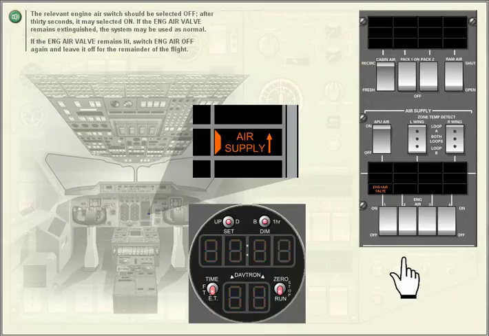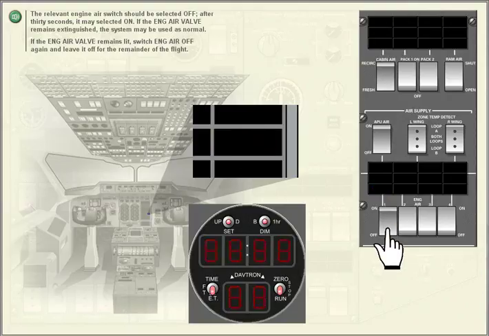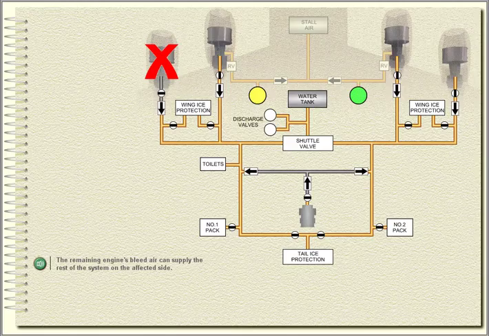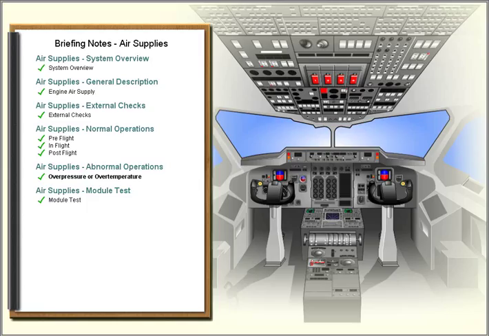The relevant engine air switch should be selected off. After 30 seconds, it may be selected on. If the engine air valve remains extinguished, the system may be used as normal. If the engine air valve remains lit, switch engine air off again and leave it off for the remainder of the flight. The remaining engines bleed air can supply the rest of the system on the affected side.